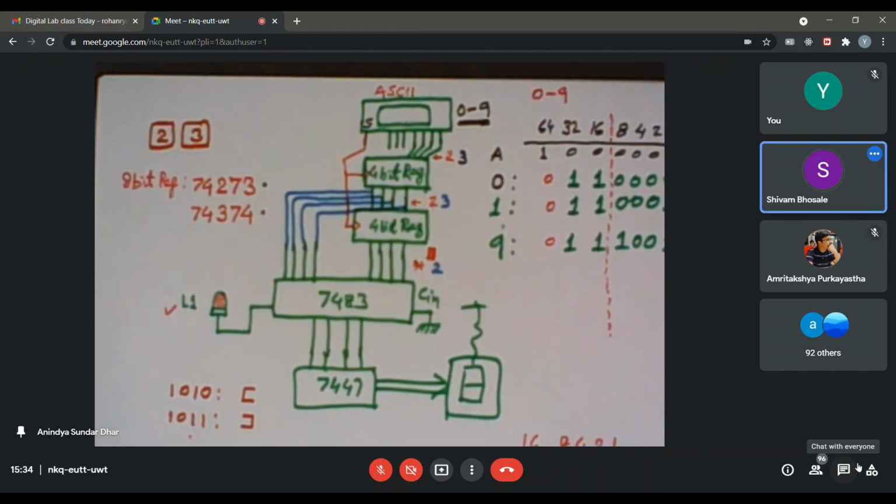Excuse me, sir. Yes. I had a doubt. We adjusted the situation where outputs 0 to 9 were there, so we took the 4 bits from the ASCII digital switch, right? But sir, now if I want to put 10, I cannot input A and get 10.